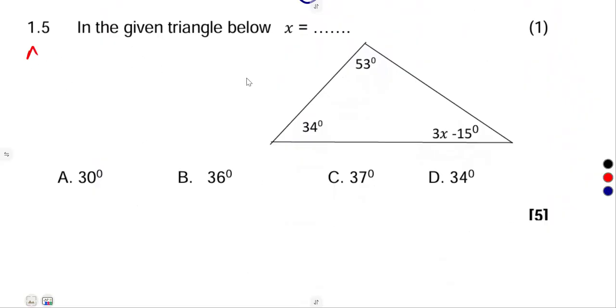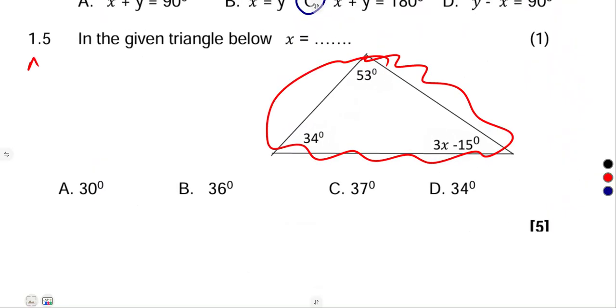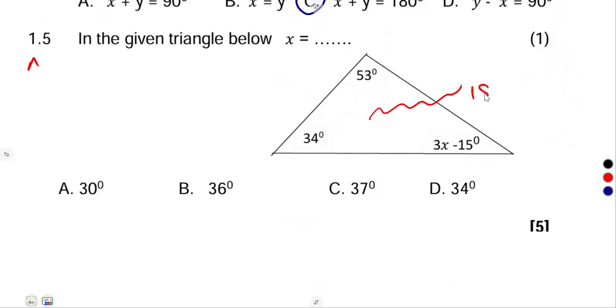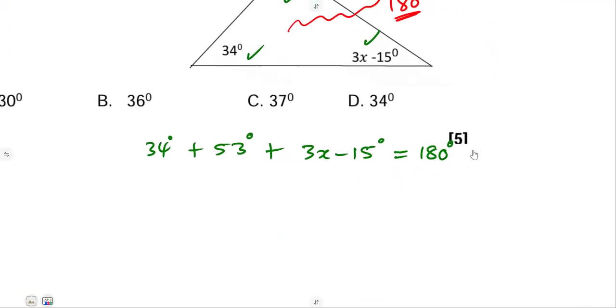1.5. In the given triangle below, x is what? What is the value of x? How can we solve for x? From the properties of a triangle, the interior angles inside of a triangle add up to 180. So meaning to say, if I am to take the 34 degrees, add the 53, add this one, the 3x minus 15, what am I supposed to obtain? 180 degrees of what? The sum of interior angles. These are angles in a triangle.